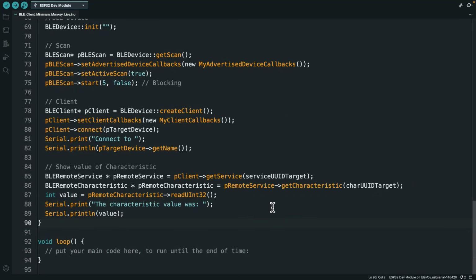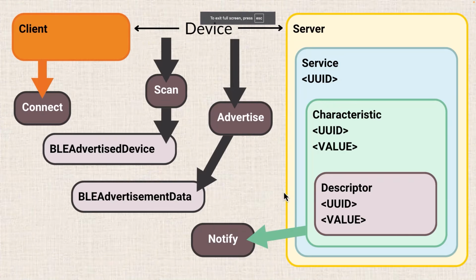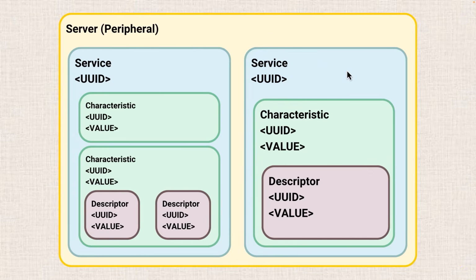Okay, so what we want to do is show the value of a characteristic. If you recall, if we go back to our little chart here, we've got a server that's running on a separate ESP32. That server is running a service. Actually, let me go to another one. Here we go. This makes a little more sense. See how a server can have multiple services, and then each service can have multiple characteristics?